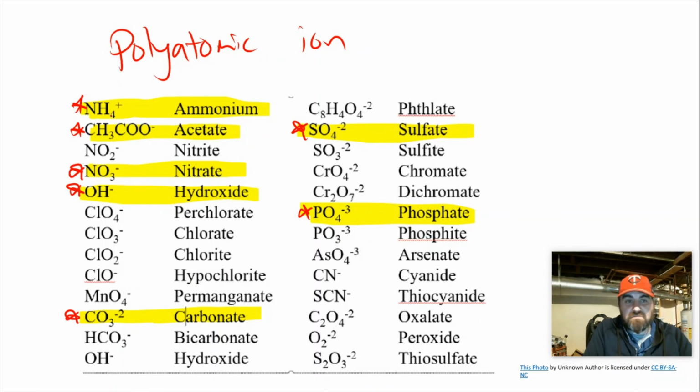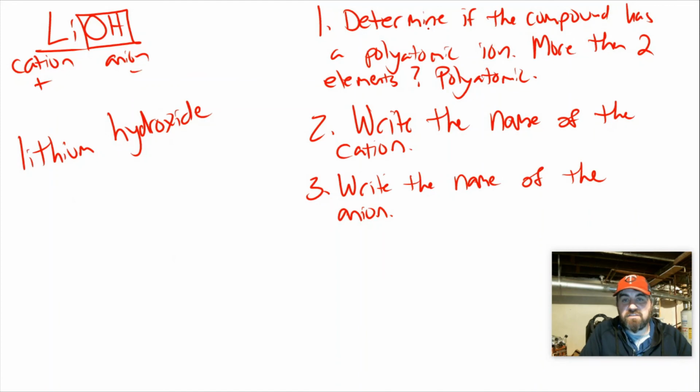Okay, let's recap. Polyatomic ions: NH4, acetate. We didn't do acetate. That's okay. NO3, hydroxide, carbonate, phosphate, sulfate. Those are our most important ones. They're the ones you're going to see the most often. The steps for doing this. 1, determine if there's a polyatomic ion in it. That means there's more than 2 capital letters or more than 2 elements. A good way to know if it's more than 2 elements is how many capital letters it has.